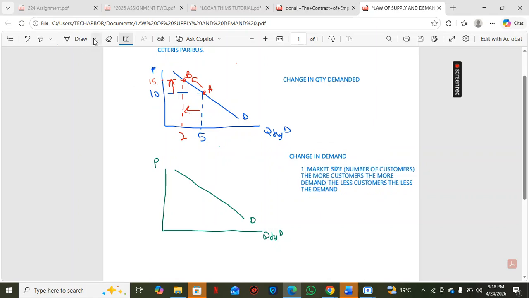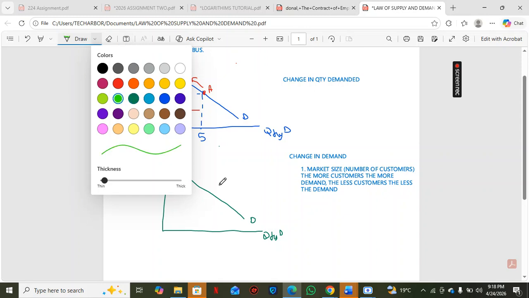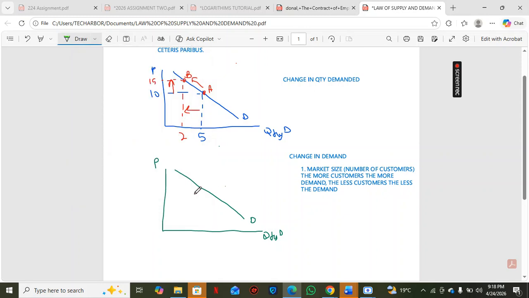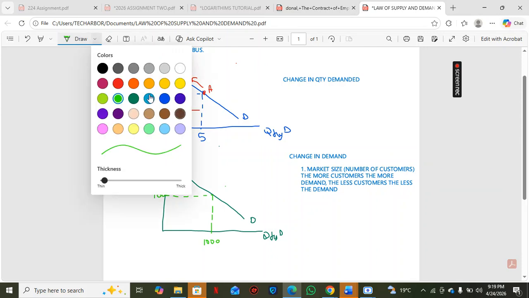So if the number of customers grows, your demand curve is going to shift. Let's say, for example, you're a business and you're selling a certain good. The price of this good is, let's say, 100 kwacha. At 100 kwacha, you're able to sell maybe 1,000 units of this good. But then let's say your market size increases.